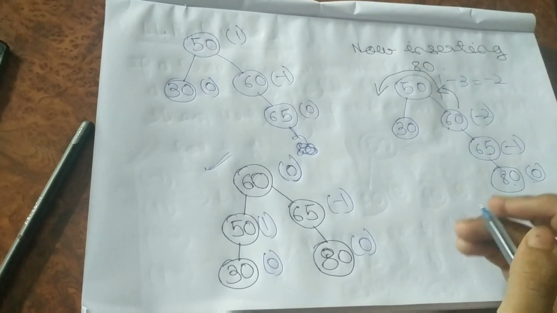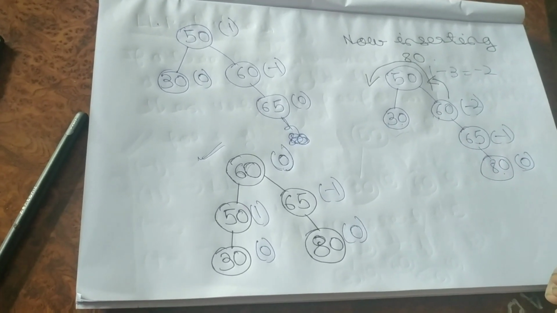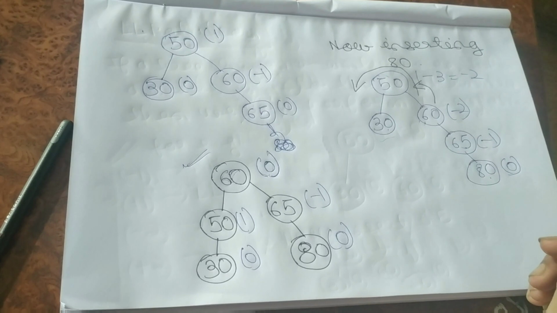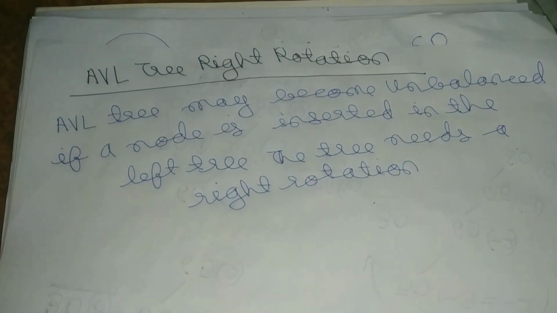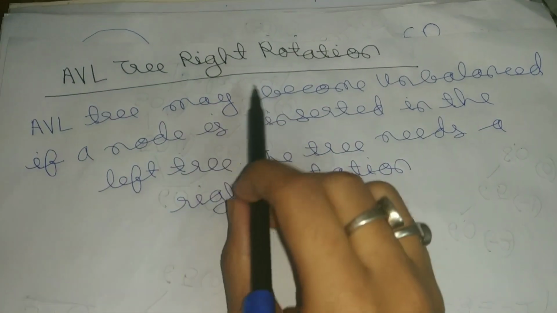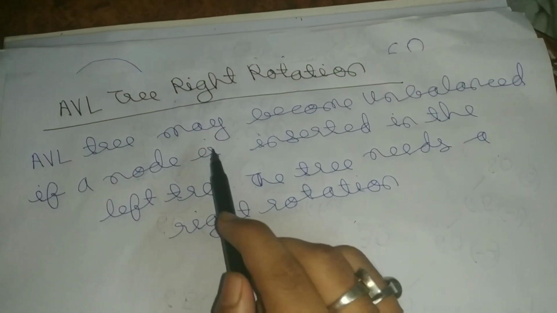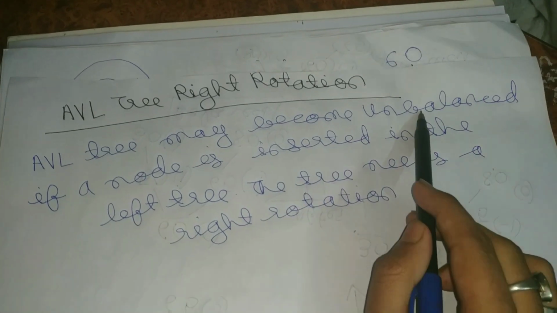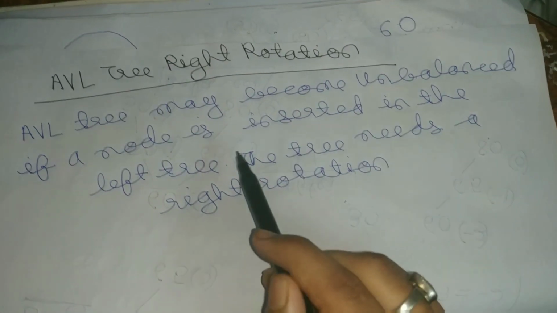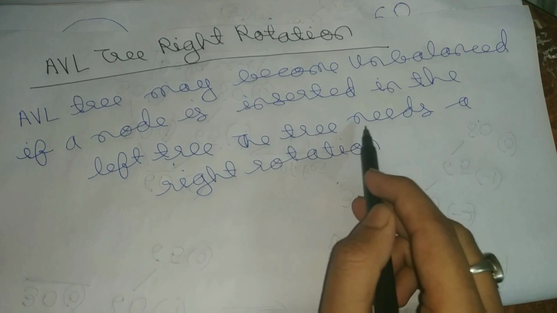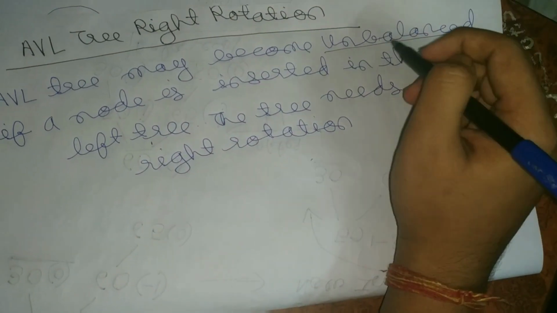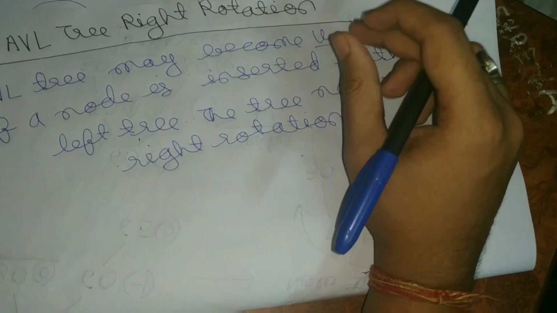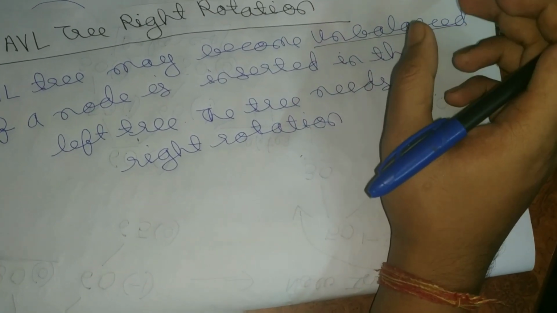Okay, so this is the left rotation. Now I am going to discuss right rotation. So this is AVL right rotation. An AVL tree may become unbalanced if a node is inserted in the left tree. The tree needs a right rotation. So the AVL tree will become unbalanced when we insert a node in the left tree portion.